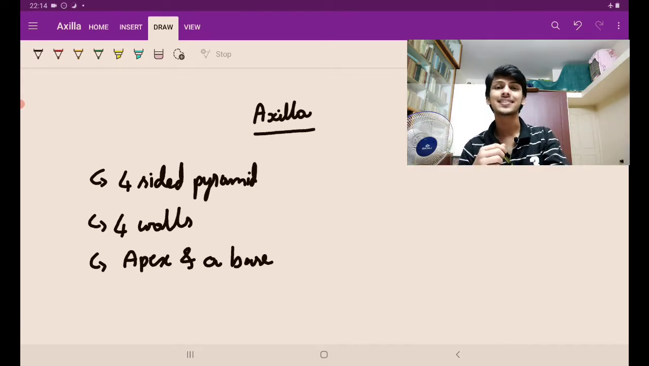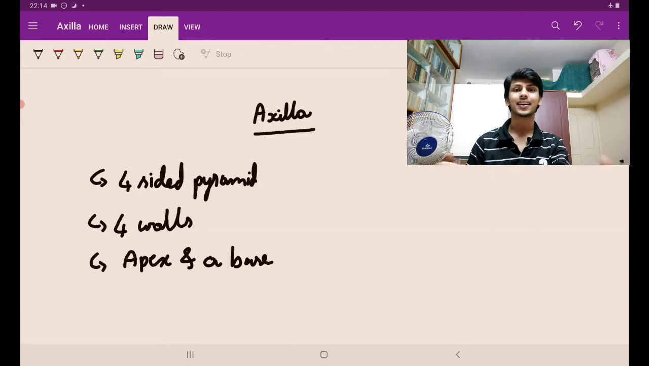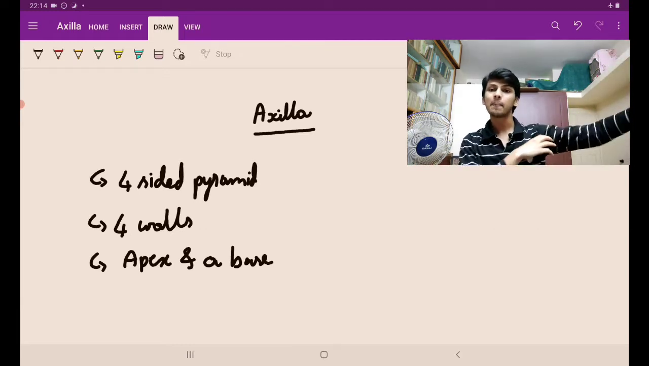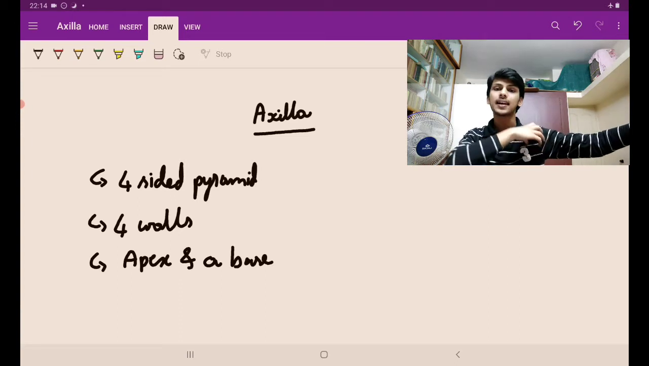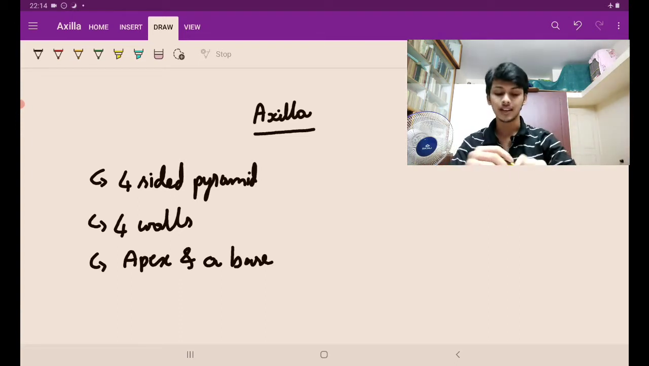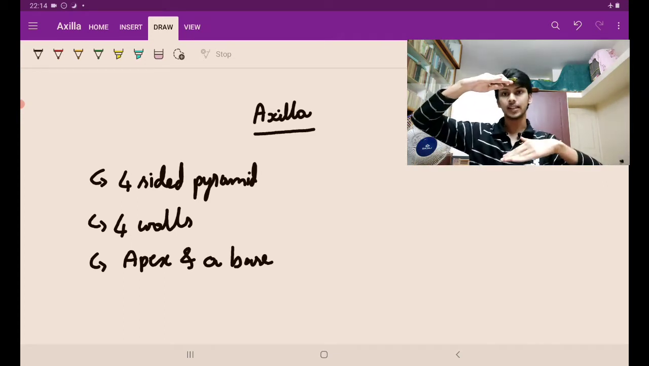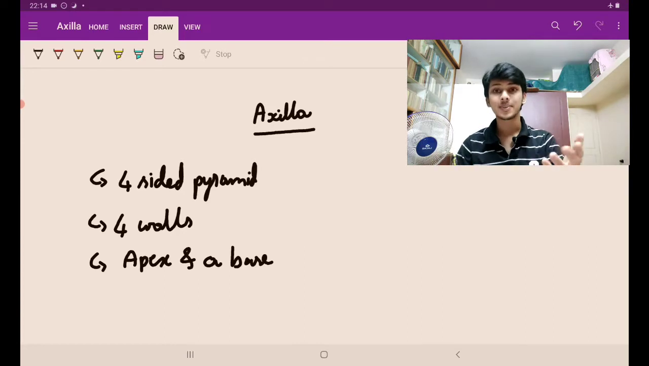The axilla is the Latin word for armpit. Armpit is this region. When you see it anatomically, armpit is like a pyramid, a four-sided pyramid. So if it is a four-sided pyramid, how many walls will it have? Four walls, obviously. Then it will have an apex and a base. It has to form a pyramid. Okay, we'll be studying that now.